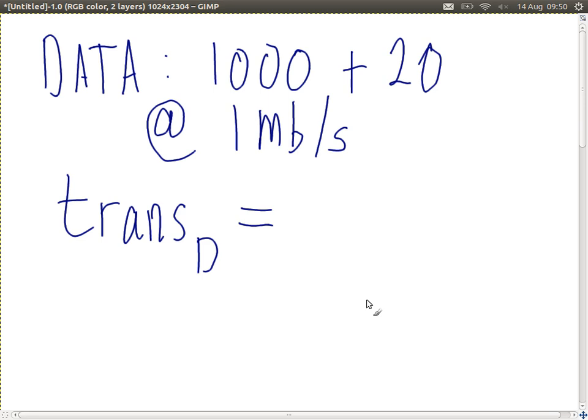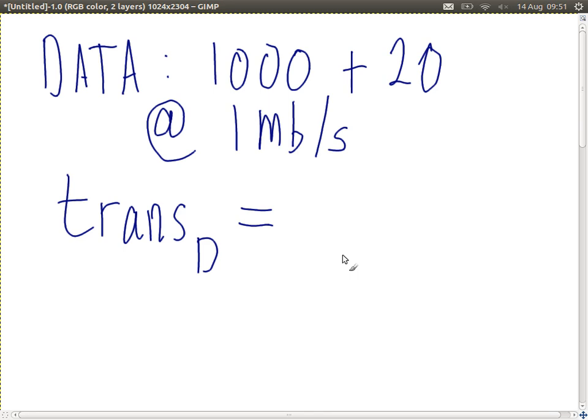First thing you can calculate is the transmission delay of the data. If you know the data size and the data rate, you can calculate the transmission delay. We'll need that later. I haven't shown the units, but our data frame contains 1,000 bytes of data plus 20 bytes of header. So we have 1,020 bytes in total.